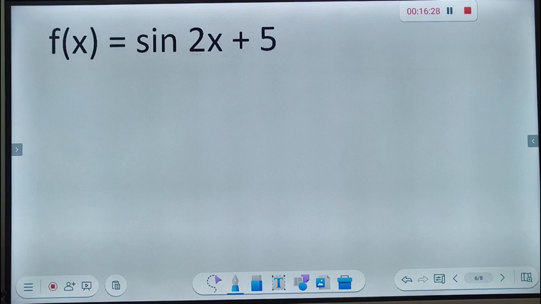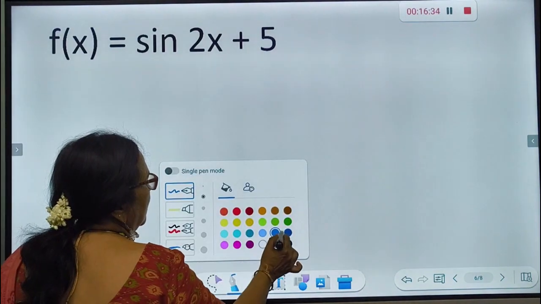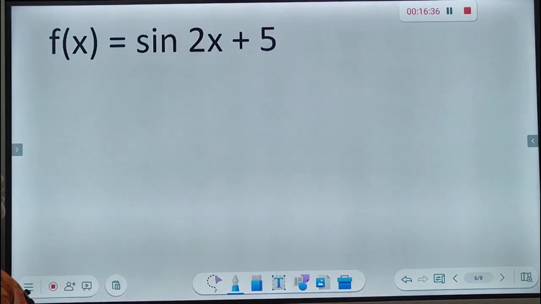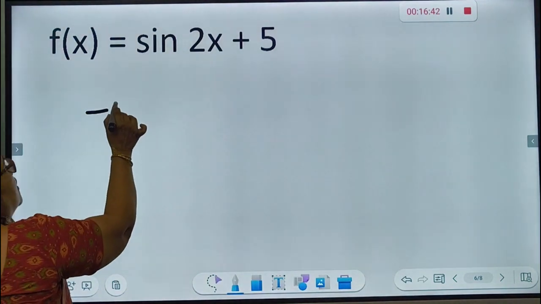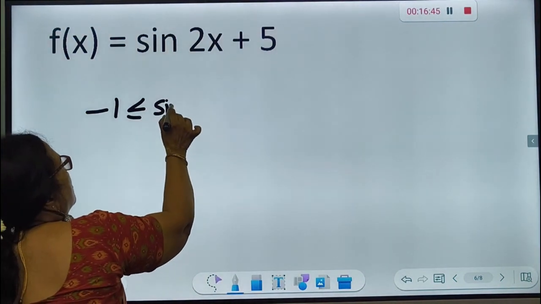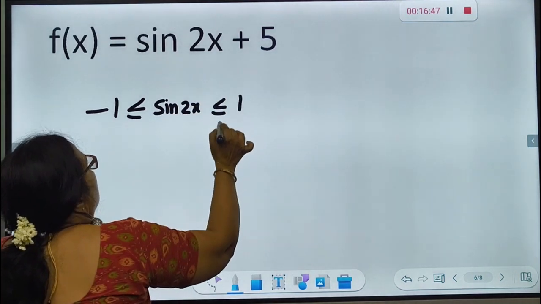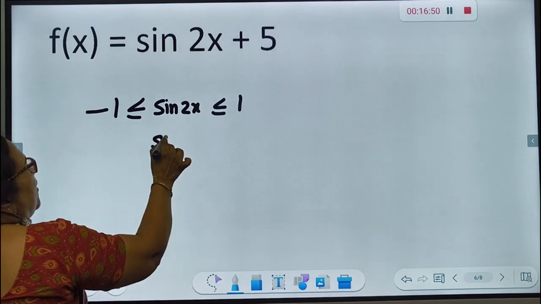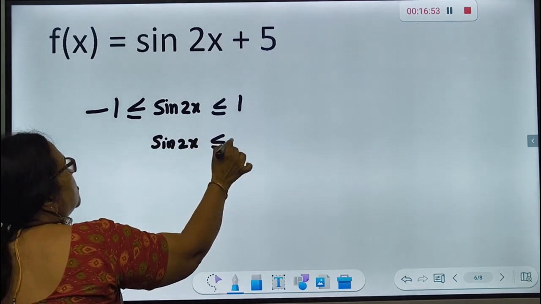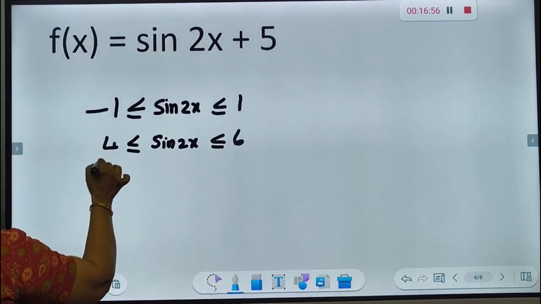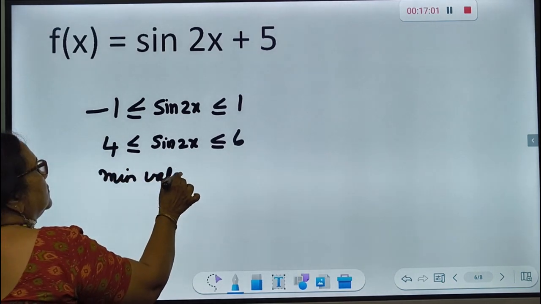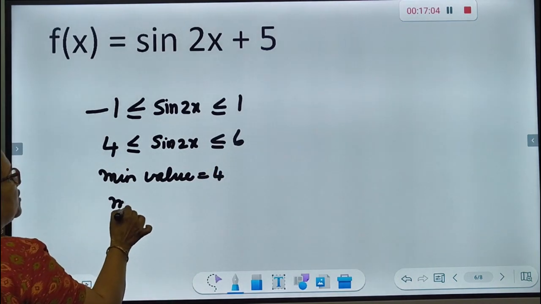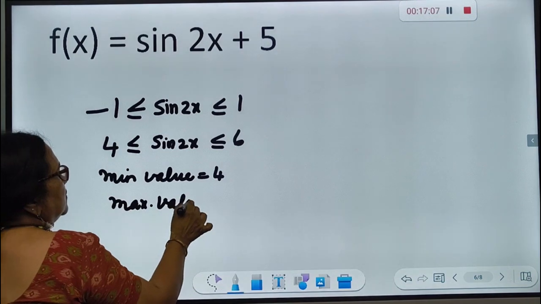Now look at finding the maximum and minimum value of sine 2x plus 5. This is very easy, and I'm sure that you have used it while you were finding the domain and range of functions. So this process is similar to that. So minus 1 less than or equal to sine 2x less than or equal to 1. We want sine 2x plus 5. So it is less than or equal to 6. So the minimum value is 4 and maximum value is 6.